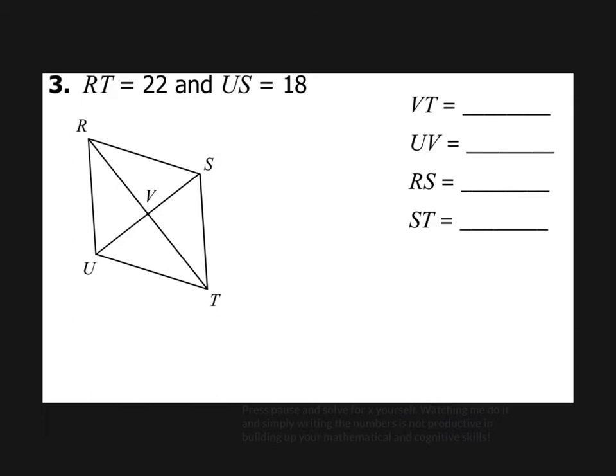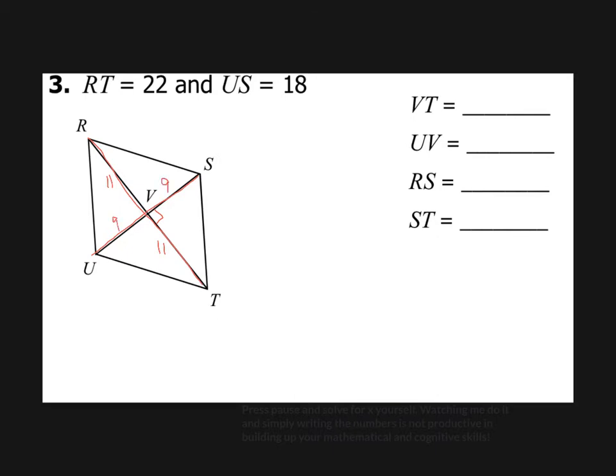RT has been given as 22 units. So that's all the way from R all the way to T. So again, that's the entire diagonal. So this is going to be 11 and 11. And this meets perpendicularly. US is 18. So from U all the way to S is 18. So that makes this 9 and 9.